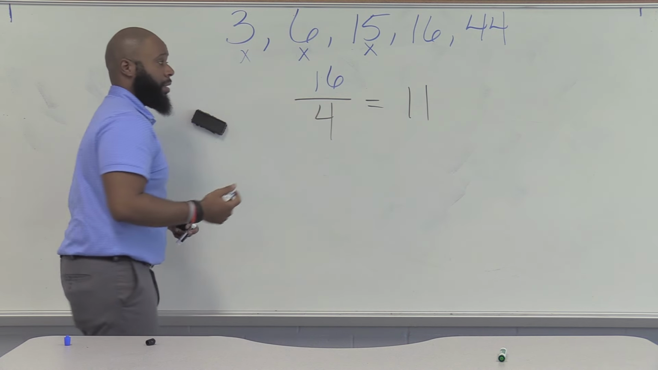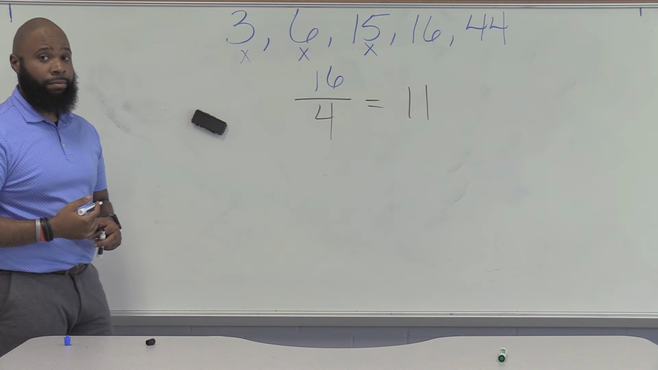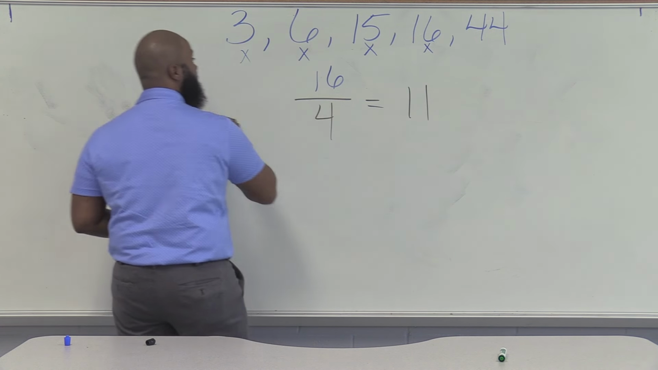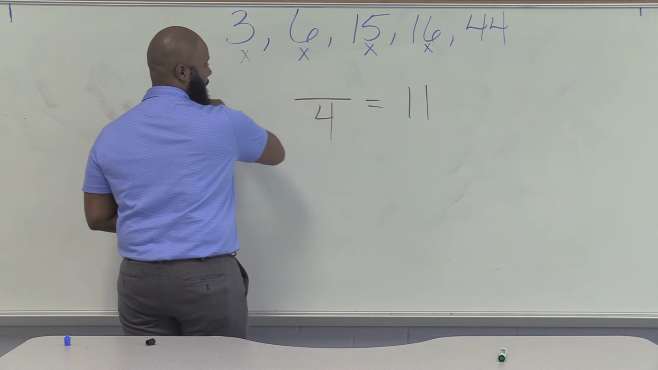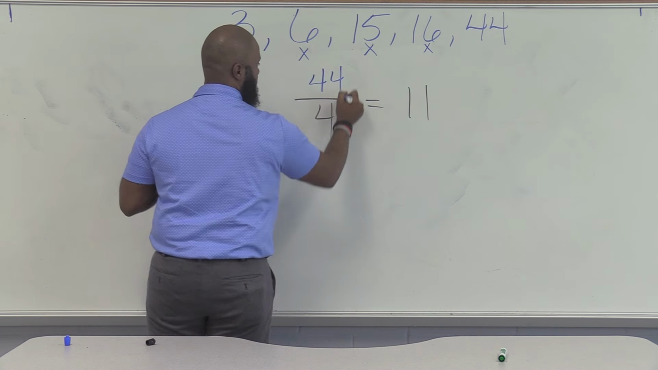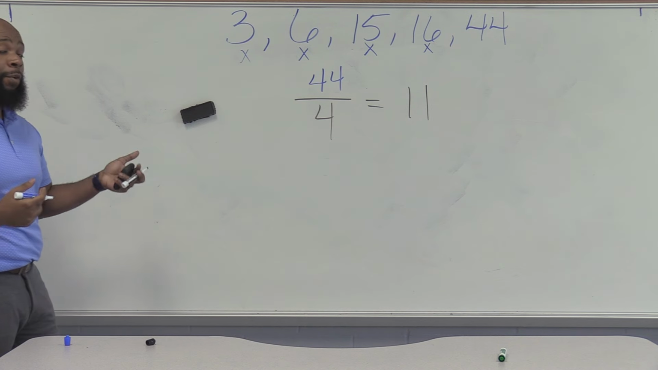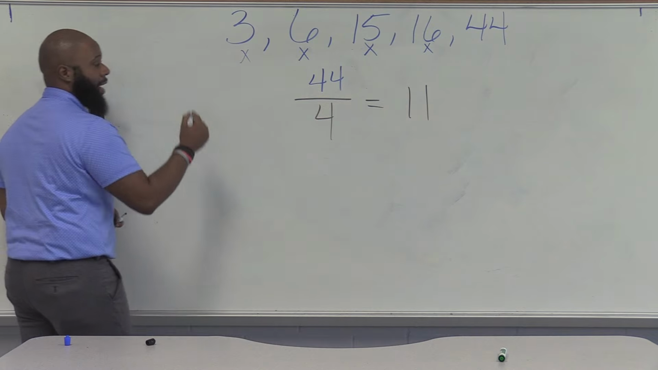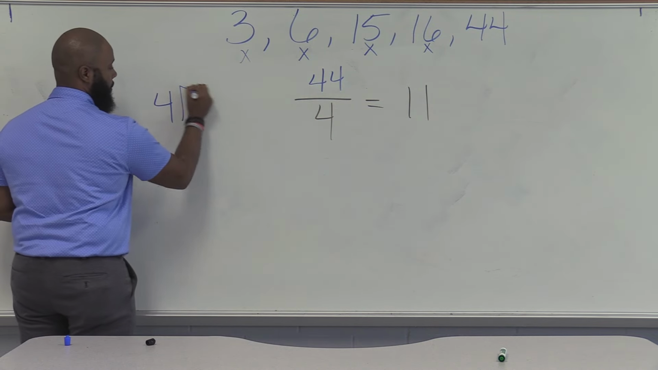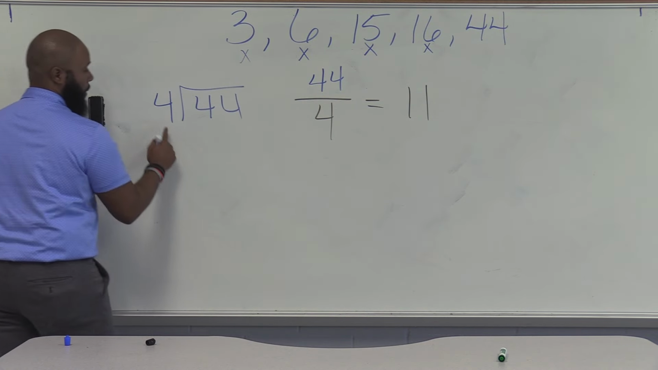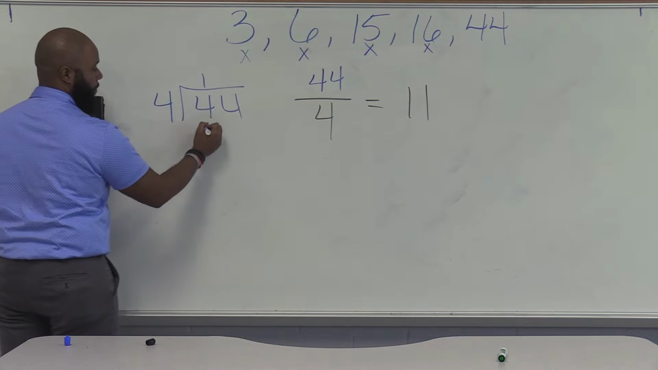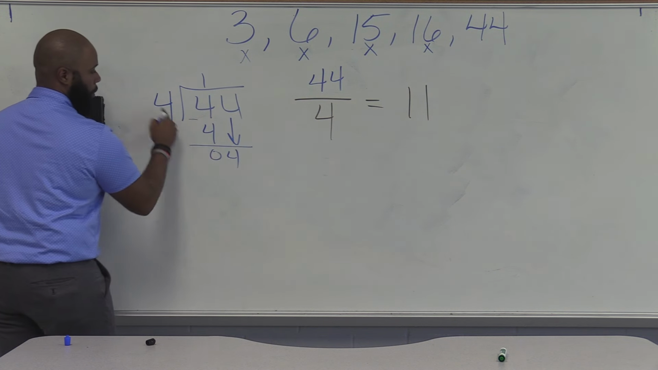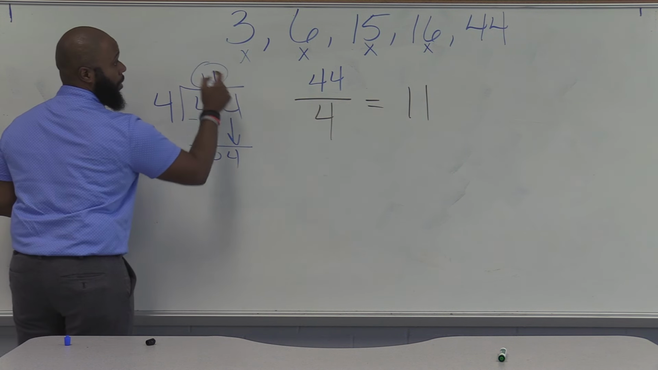16 divided by 4, is that going to give me 11? Nope. It's going to give me 4. So the last one is going to be 44 divided by 4. Is 44 divided by 4 going to give me 11? Yes, so 44 is my solution. I can even check it. 4 goes into 4 one time. 4 goes into 4 one time. So that is correct.